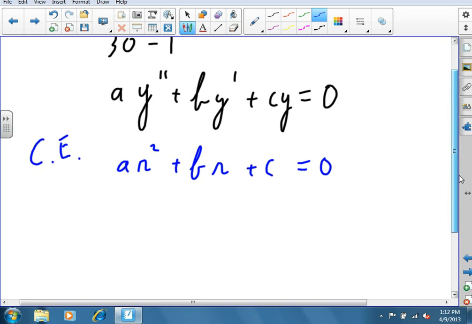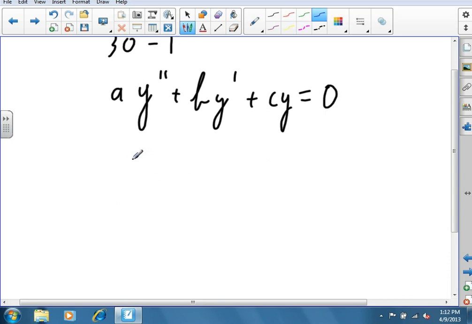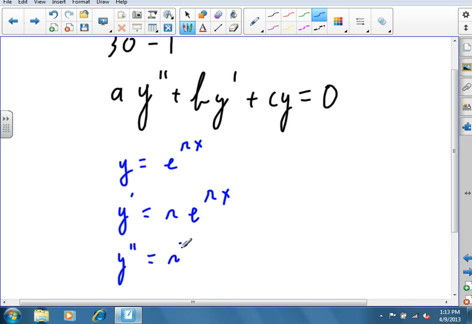Well, why don't we not go there yet? Why don't we go someplace different for a moment? Let's assume that this equation has an answer, and y is equal to e to the rx. Let's just assume that it has an answer that looks like that. Then y prime is r e to the rx, and y double prime is r squared e to the rx.